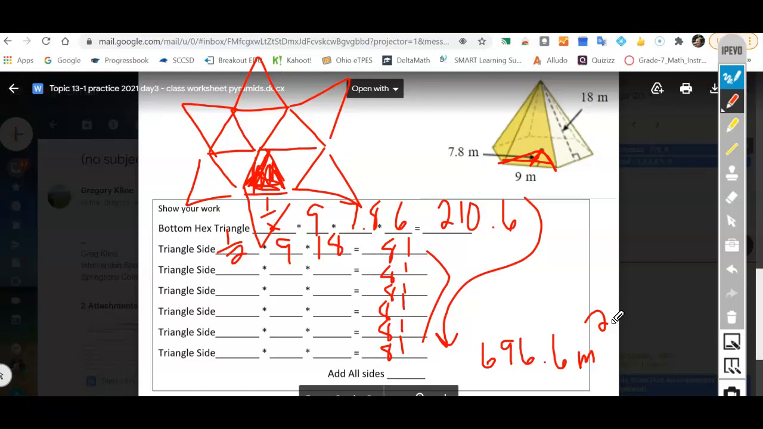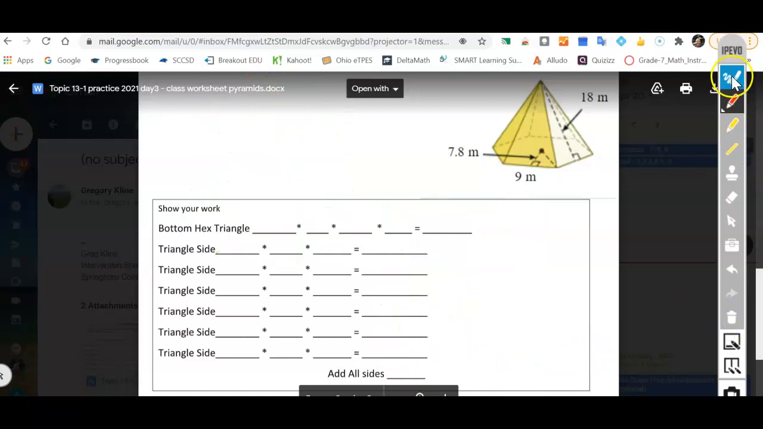So the only difference here is when we break this up into shapes, we're dealing with more triangles than we are rectangles, right? Because the pyramid has one base, prisms have 2 bases. Our sides on this are all triangles. Questions? All righty then. It's homework time.